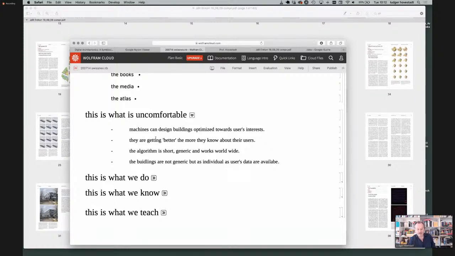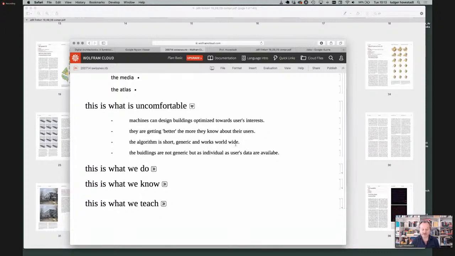So machines can design buildings optimized towards users' interest. Machines can do these things automatically to please the customers. These machines get better the more they know about the users. This is what we experience. And they can do automatic design. We succeeded in winning a prize in a competition in 2007, I think, with AI making an architectural design. Not the first one, but it was clear that machines can do that. And they get better the more they know about the users. And the users get pleased by that. And that's the problem. That's not the solution.